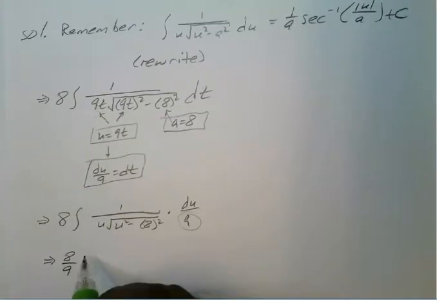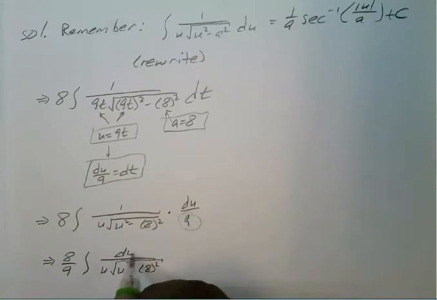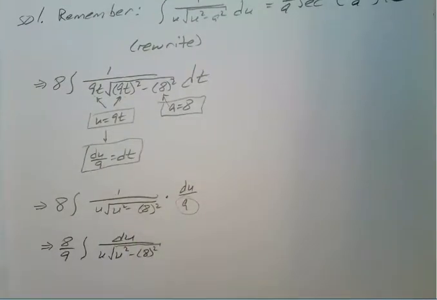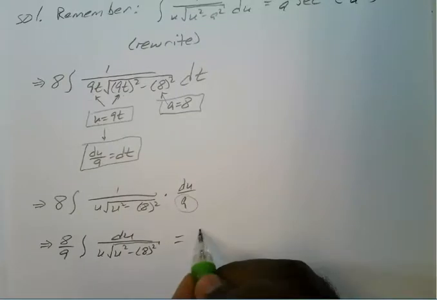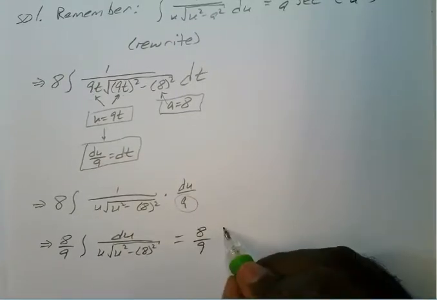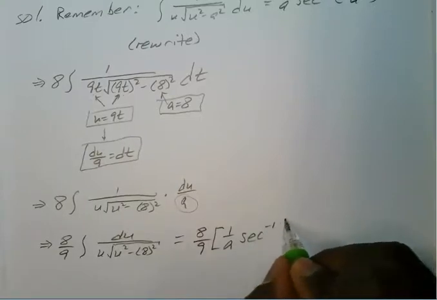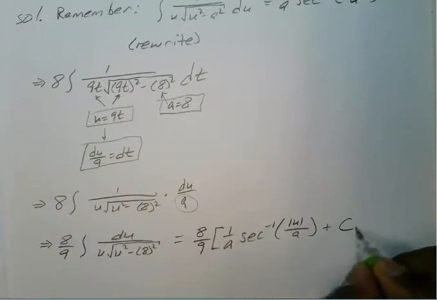They have 8 over 9 times the integral of 1 over u times the square root of u squared minus 8 squared. And that du, I'm just going to put that up there. You can leave it on the side if you want to. Putting it up top is just my personal option. Okay, so we know that's going to equal 8 over 9 times 1 over a times secant inverse of the absolute value of u over a plus c.